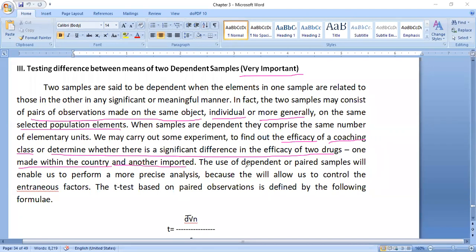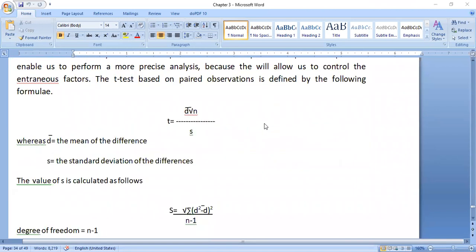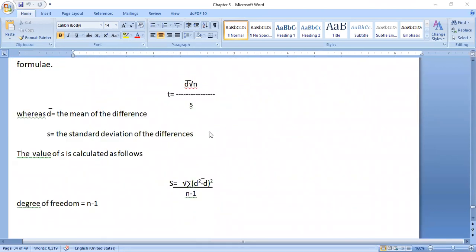The use of dependent paired samples will enable us to perform a more precise analysis. So the following formula will be used in the t-test for paired observations. You see the formula. This is the formula: t equals d bar times square root of n divided by s.